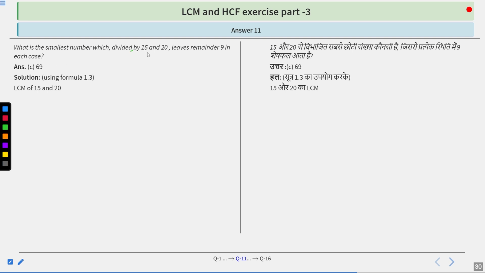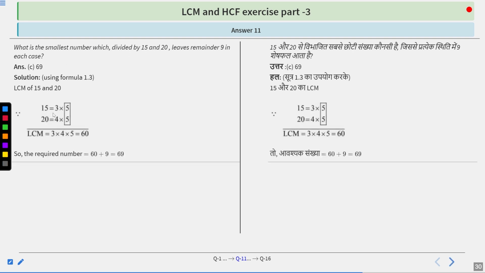Now the LCM of 15 and 20 is equal to 60. We have applied the prime factorization method. So we got 3 into 5 as the factors of 15 and 4 into 5 as the factors of 20. Now for the LCM, 5 is appearing in both of them, so 5 into 4 is 20, into 3, that is 60, is the LCM.